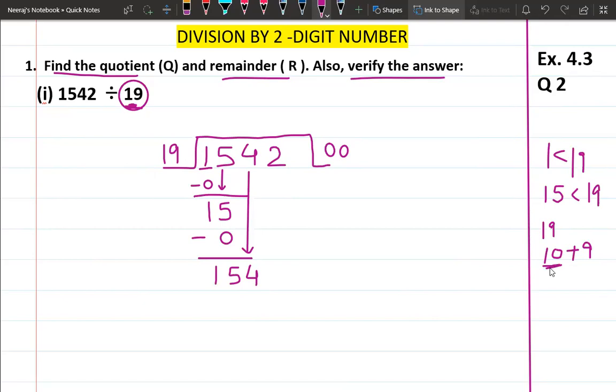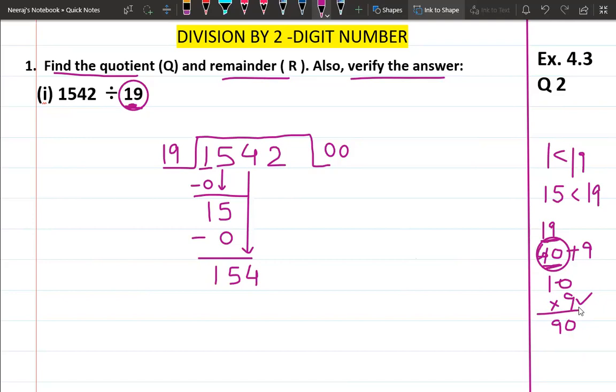Break it into tens, so this will be 10. If you multiply by 10, you know the table of 10 easily. So 10 nines are 90. It will come like this. So you have to check by which number you have to multiply. But the actual number is 19. What number do you have to multiply? You can directly multiply 19 by 9, because I have taken the value closer to 19, which is 10. I have just rounded it to 10.